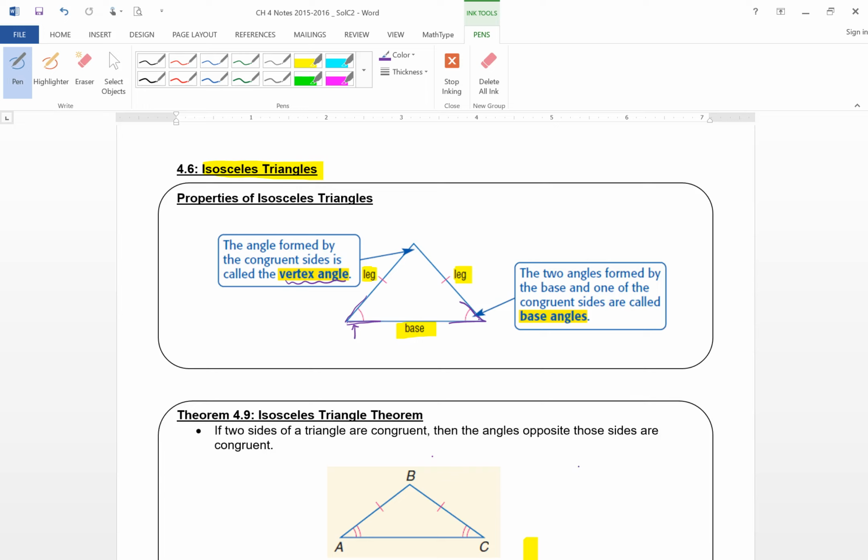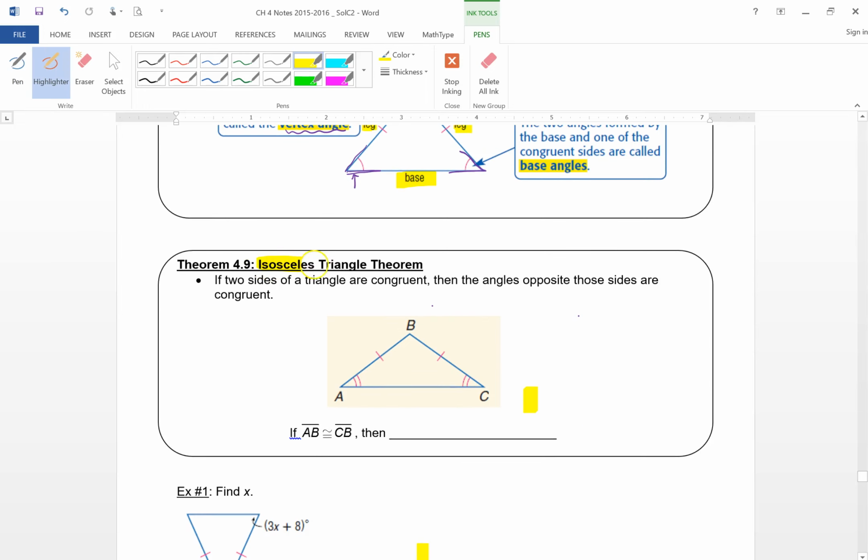All right? Now, here's an important theorem. It's called the isosceles triangle theorem. It says if two sides of a triangle are congruent, then the angles opposite those sides are congruent. So here you can see that you have two sides that are congruent to each other. If that happens, then automatically the two angles opposite to them are also congruent. So if we call this side 1 and this side 2, this angle C is opposite to side 1, and this angle A is opposite to side 2. Those are congruent.